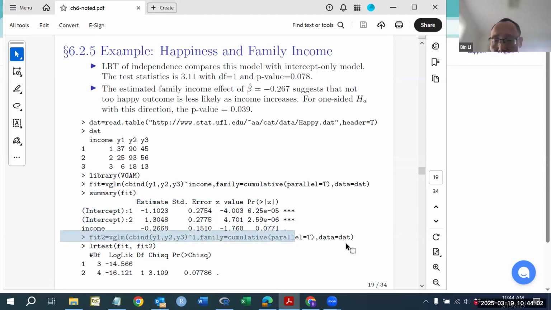We also have this one, which is without income. So we just fit an intercept only model, and we can do the likelihood ratio test. You can see the p-value is marginally significant. So what we can say is that family income is kind of related to the happiness, but that association is marginally significant.